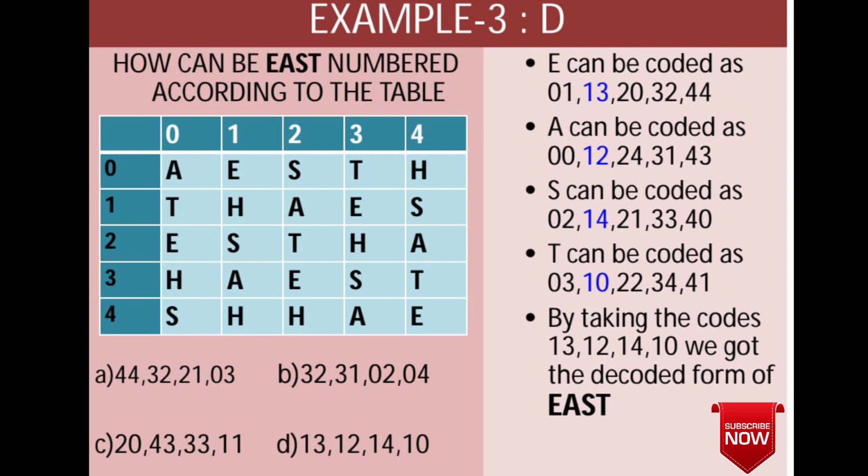So by getting all the 5 forms for each letter, you have to check the options, because in this matrix coding, the options play an important role. By the options, you may decide which is the correct answer. Here I have the common numbers 13, 12, 14, 10, which are present in the options as well as in the 5 forms for each of the letters.